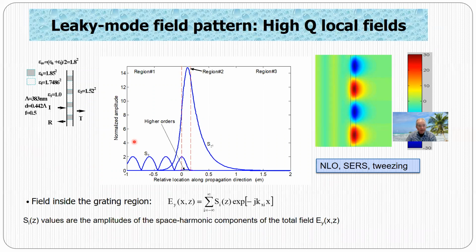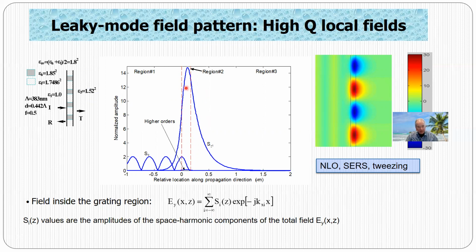So the leaky mode field pattern is very important. We can have very high Q local fields or medium level Q local fields. Here is a schematic diagram of just a structure used for calculation. With an input wave of unit amplitude, at resonance the zero order is completely reflected and interferes in space and produces this magnitude 2 there. You can see that standing wave there, and that standing wave is also shown here, and this is the device.